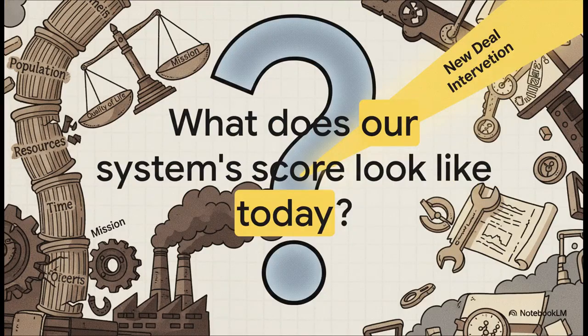Which, of course, leaves us with one final and maybe pretty provocative question. If we applied this very same formula, population, resources, time, quality of life, and mission, to our world right now, what would the numbers tell us? What is our system score today?